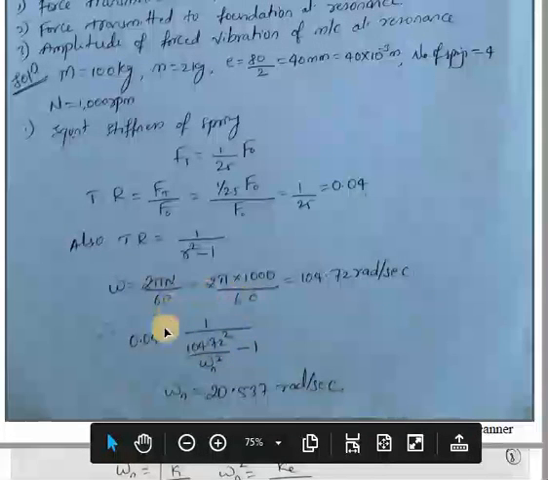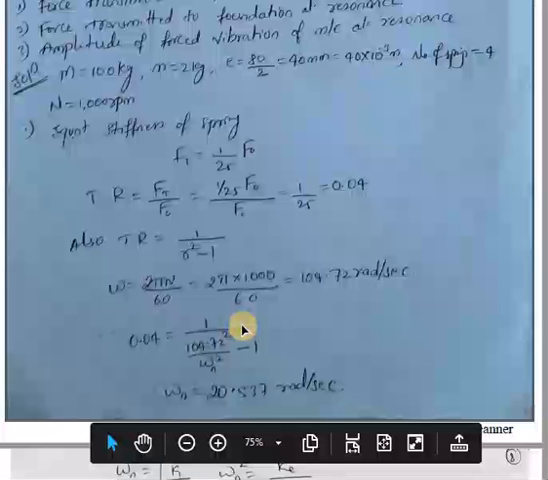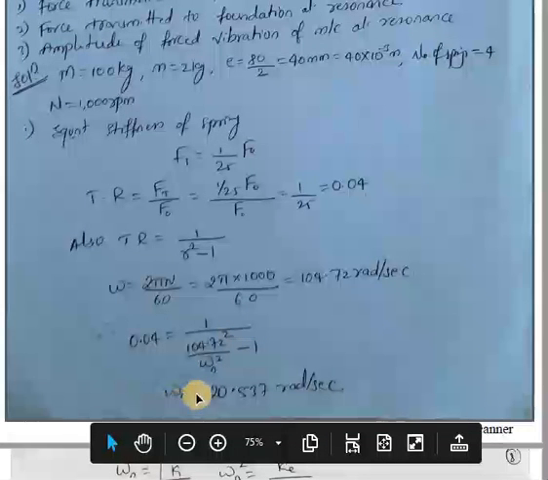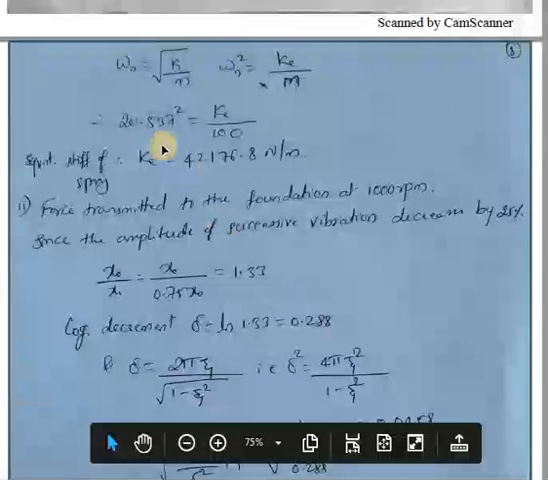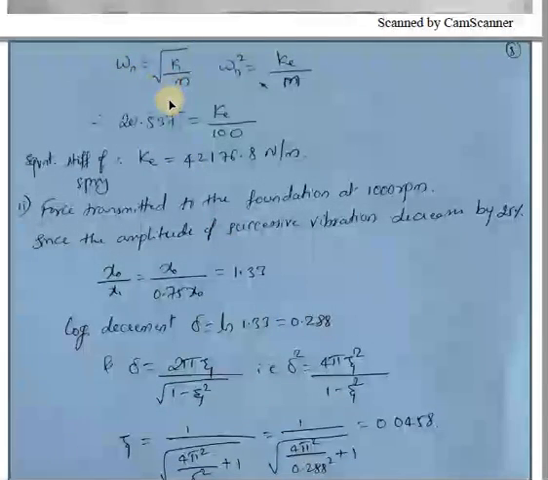So the only unknown in this equation is omega n. If you simplify that, you will get omega n as 20.537 radian per second. Moving further, once you know the value of omega n, the omega n is given by root of k by m.